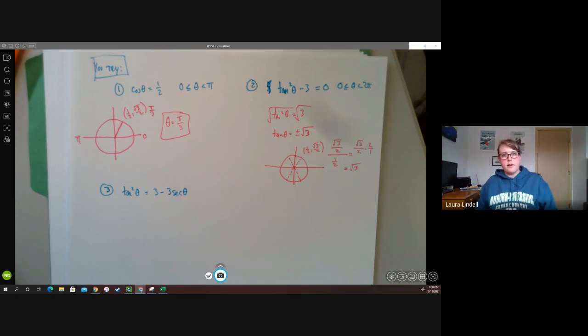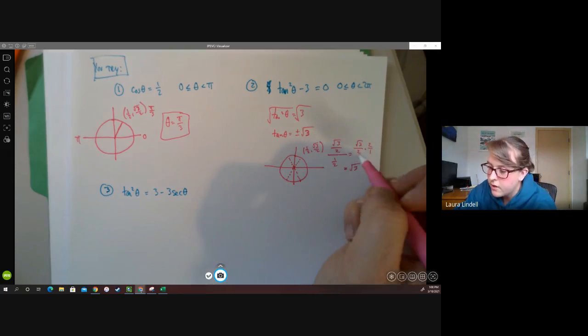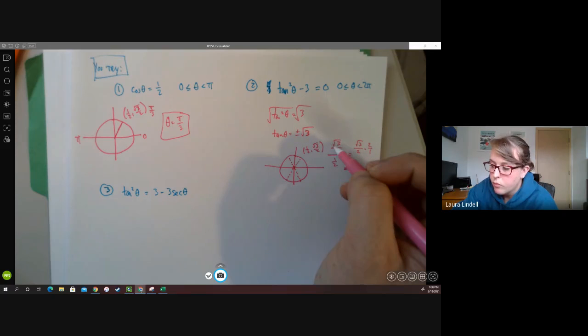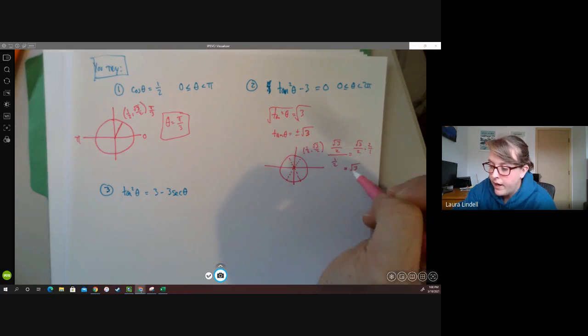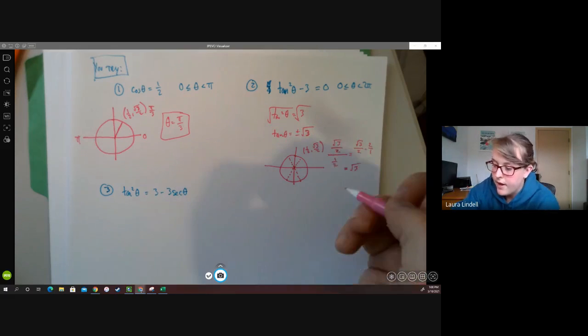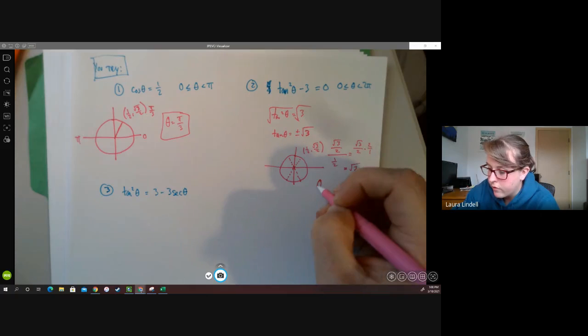You should get 4 answers for number 2. One of them being pi over 3, and that's the first place that we see when we do tangent y over x, root 3 over 2 divided by 1/2. So you flip and multiply, and the 2's cancel again, we get just root 3 left. So that's when theta is pi over 3.